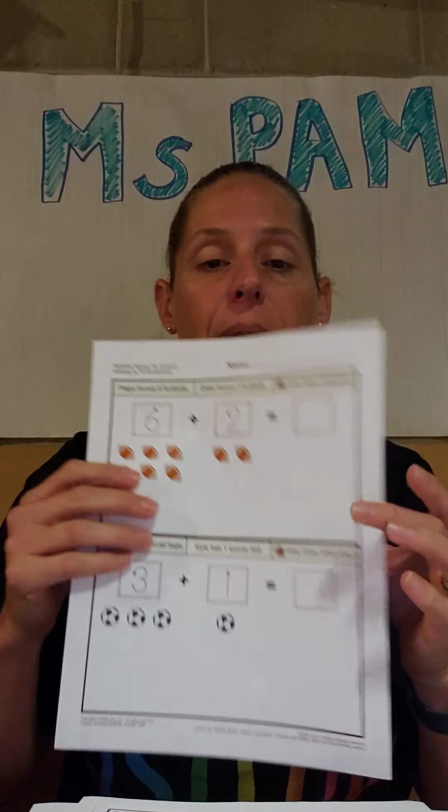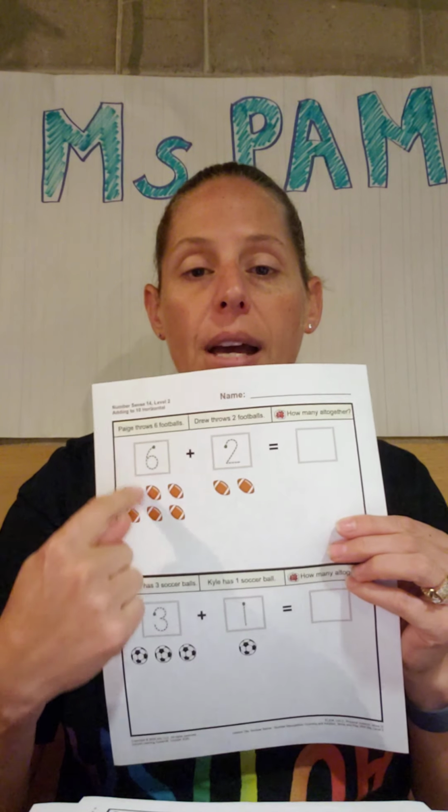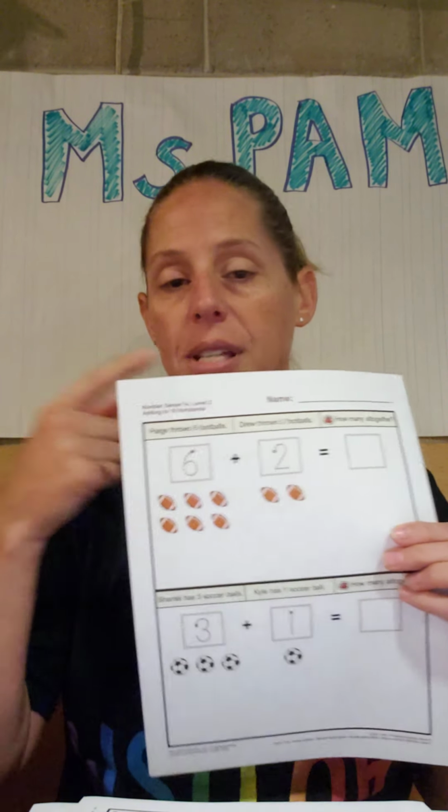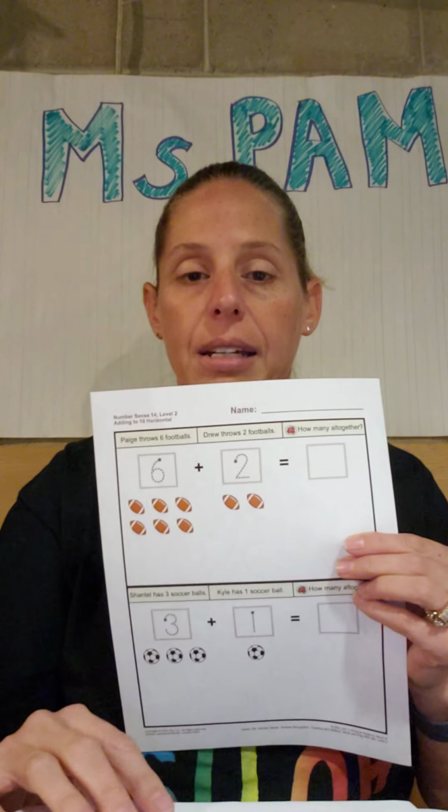We then are going into the horizontal adding pages. Notice now they're tracing all the numbers and then filling that in. You can feel free to still take a yellow crayon and write it there first and have them trace it.